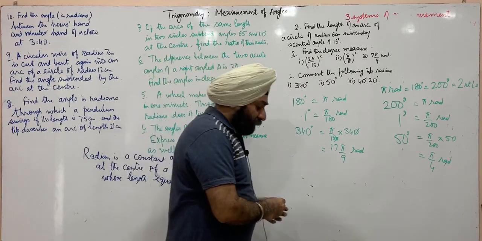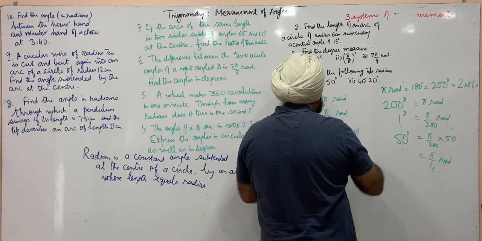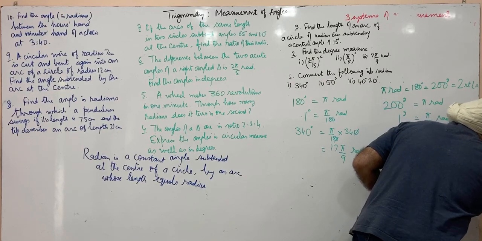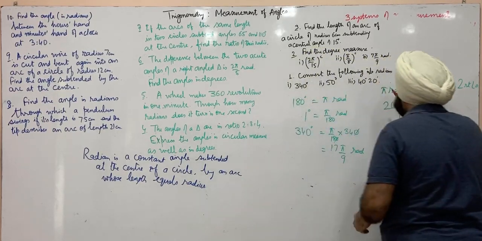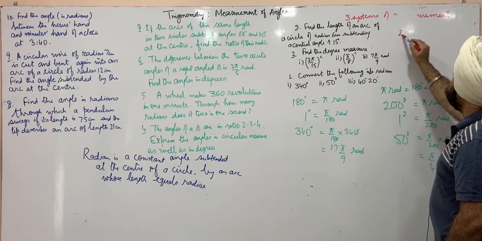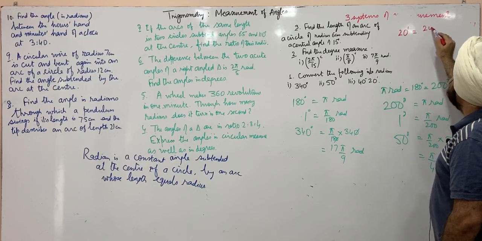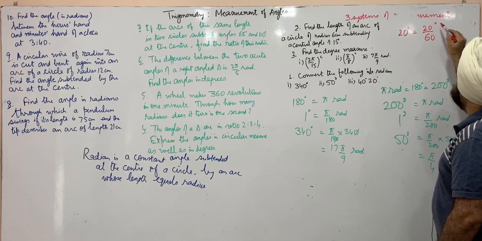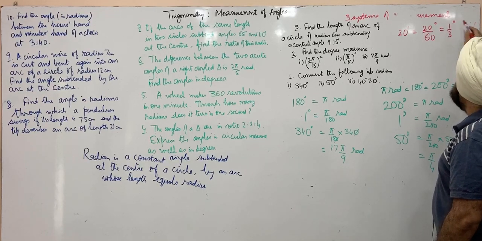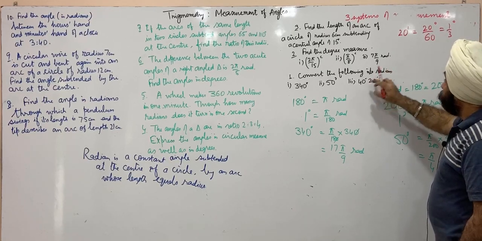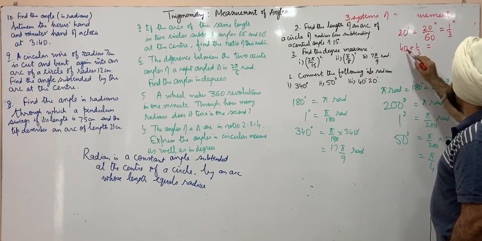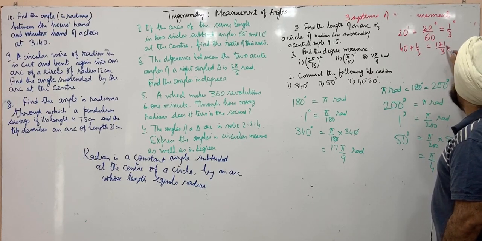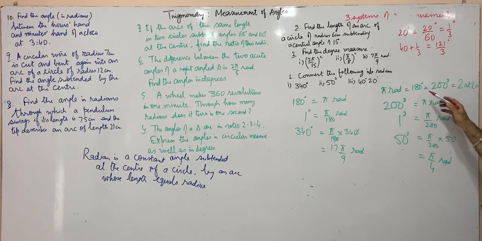The next one, we have an angle of 40 degrees and 20 minutes. So let's write 40 degrees, and 20 minutes is 20 upon 60 degrees. That's 1 by 3 degree. 40 degrees plus 1 by 3 will be 120 plus 1, 121 by 3 degrees. We can use this relation for conversion.